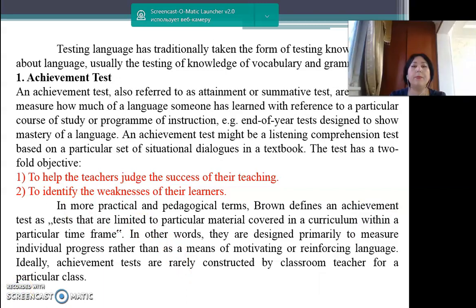In more practical and pedagogical terms, Brown defined the achievement test as a test limited to particular material covered in a curriculum within a particular time frame. In other words, they are designed primarily to measure individual progress rather than as a means of motivating and reinforcing language. Ideally, achievement tests are rarely constructed by the classroom teacher for a particular class.